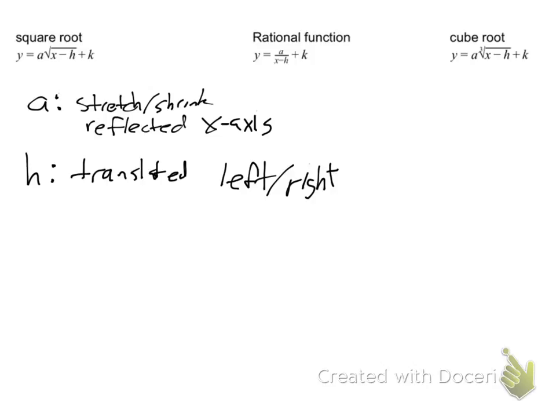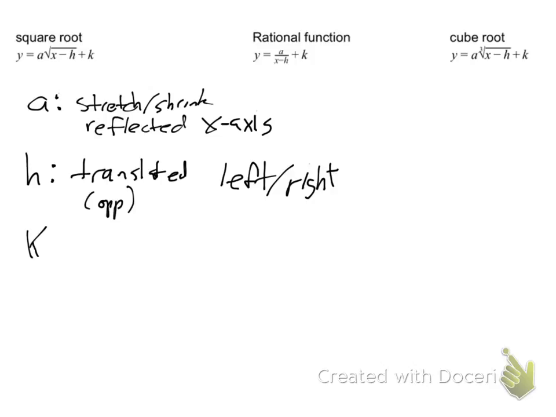Remember, H is translated left and right, and we probably should put on there that it's the opposite of what you see, right? X plus 2 means you're going 2 to the left. X minus 2 is 2 to the right. So be careful on that.